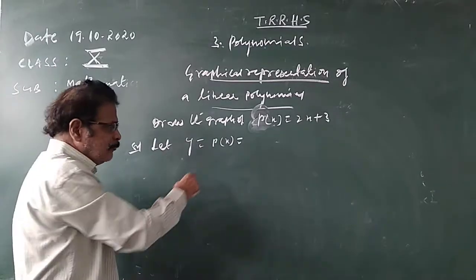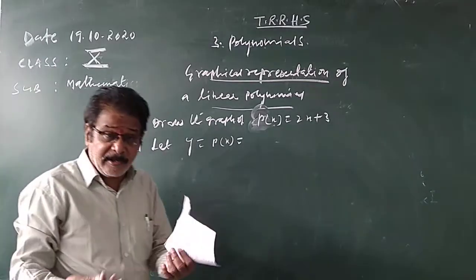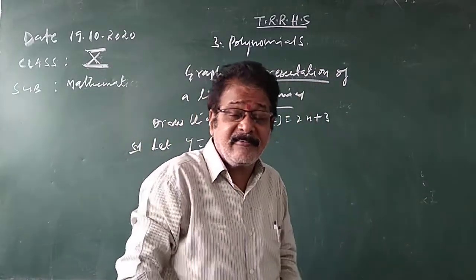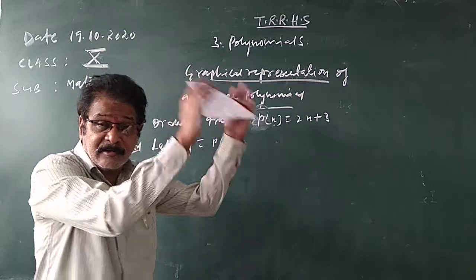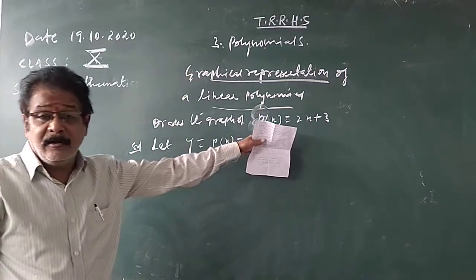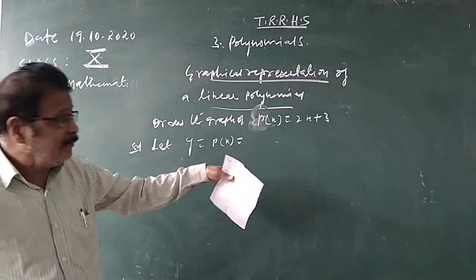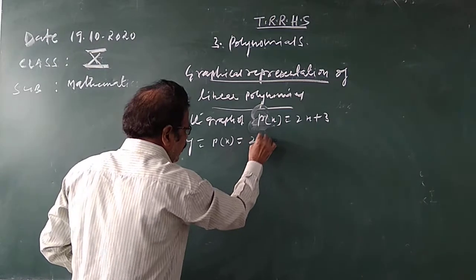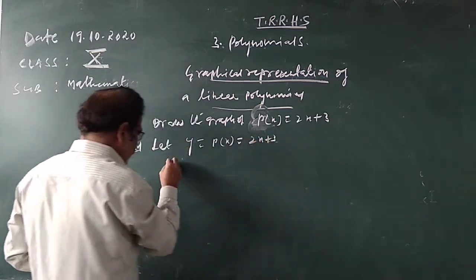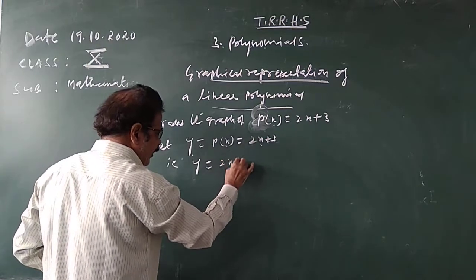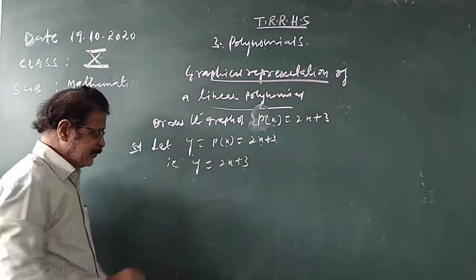When you draw the graph, you must know the x-axis and y-axis. We should plot the values on the graph sheet. That is why we are assuming y. Let y be equal to the given polynomial. The given polynomial is p of x, which means 2x plus 3. So y is equal to p of x, which is equal to 2x plus 3.